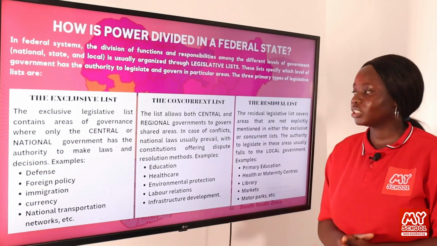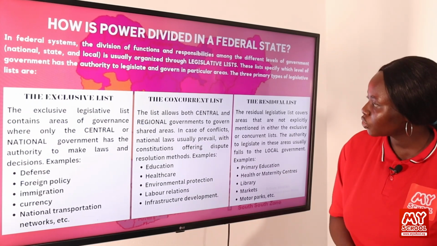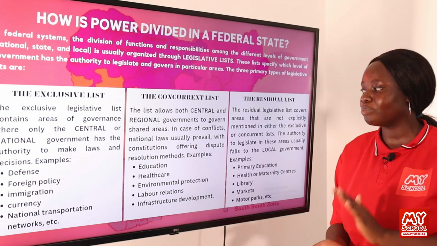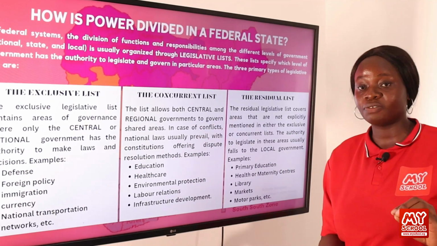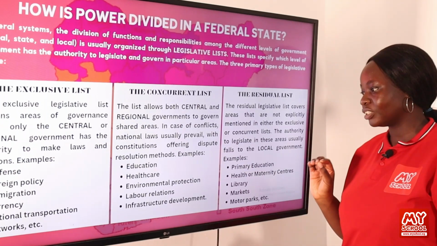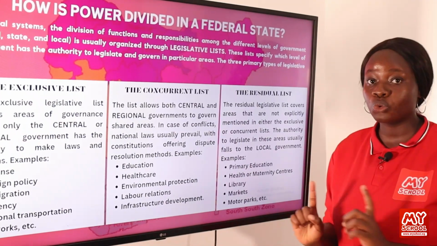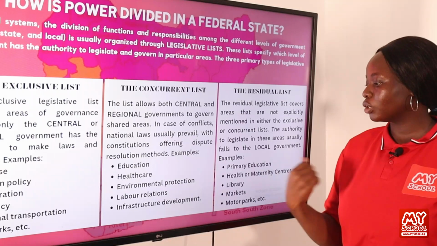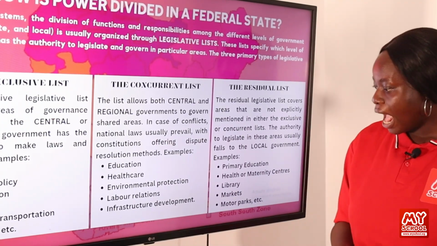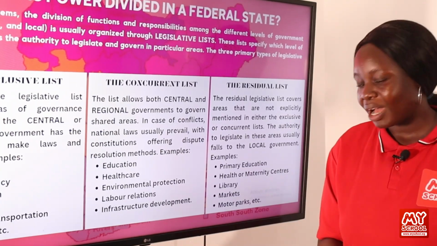Now let's move on to the residual list. The residual legislative list covers areas that are not explicitly mentioned in either the exclusive or the concurrent list. The authority to legislate in these areas usually falls to the local governments. So examples include primary education, health or maternity centers, library, markets, motor parks, etc.